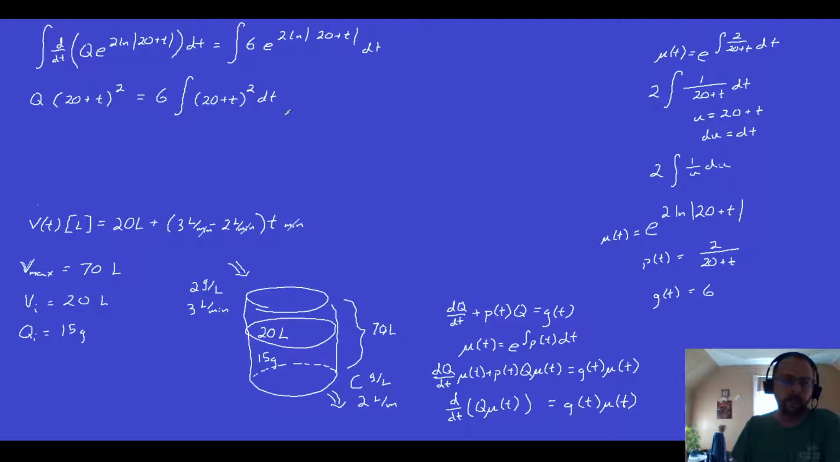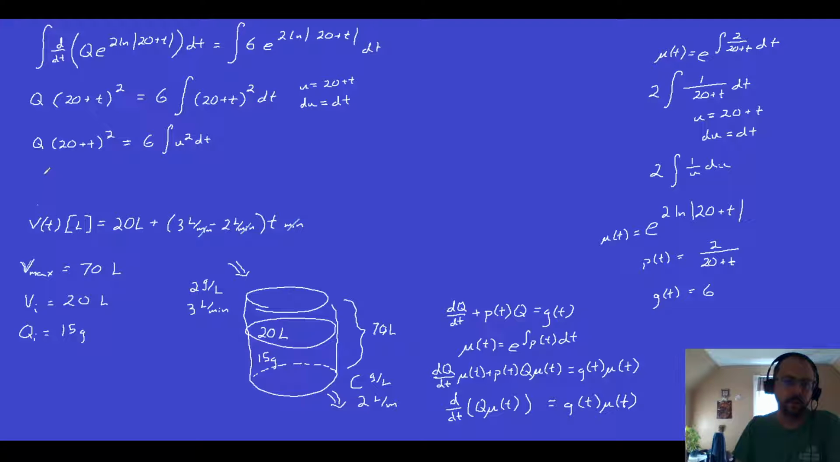Yeah, so let's solve this integral. I'm going to use substitution again. I'll write it off to the side here. u equals 20 plus t, du equals dt. That was very convenient. Q times 20 plus t squared equals 6 times the integral of u squared dt.